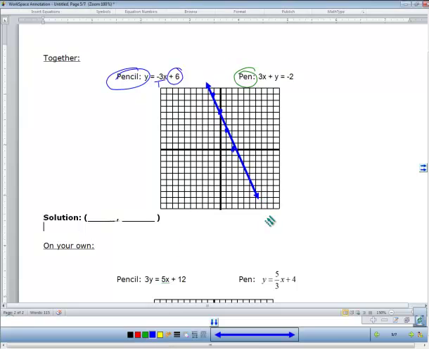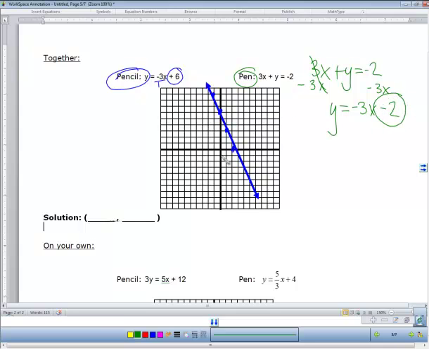Okay? Now with this second equation, this is not in slope-intercept form, but it's really easy for us to just change that into slope-intercept form. So I've got 3x plus y equals -2. Simple math. y is equal to -3x minus 2. So now my y-intercept is -2, 1, 2, right here. And then my slope is -3 over 1. So I go down 1, 2, 3 over 1, down 1, 2, 3 over 1. I go up 1, 2, 3 to the left 1, and 1, 2, 3 to the left 1.